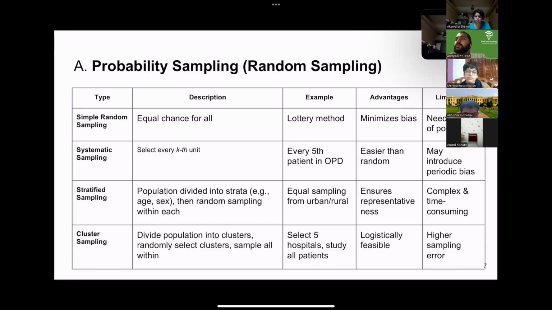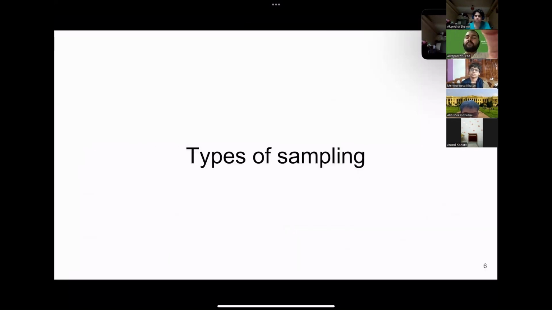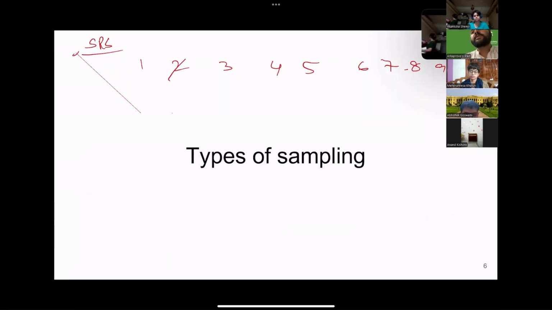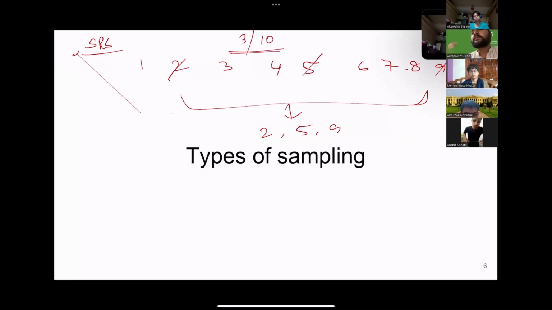So this can be done through two methods. Your first method being simple random sampling, we call it SRS. If you have multiple people and you randomly select these numbers and draw them, then 2, 5, 9 becomes your sample. If you have to draw 3 out of 10 people, this is done randomly.